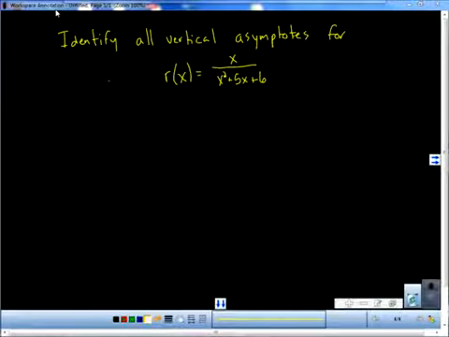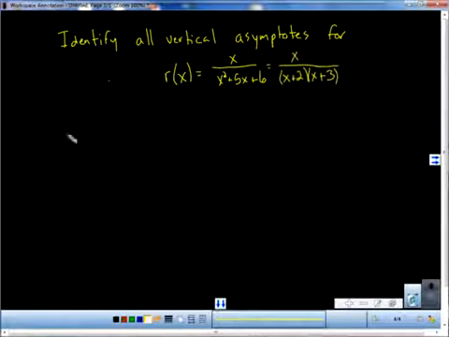In this problem, we're going to identify all the vertical asymptotes for r of x is equal to x over x squared plus 5x plus 6. Before I find the asymptotes, I want to figure out what the domain is. So to do that, the first thing I want to do is factor the denominator. So x over (x plus 2) times (x plus 3).